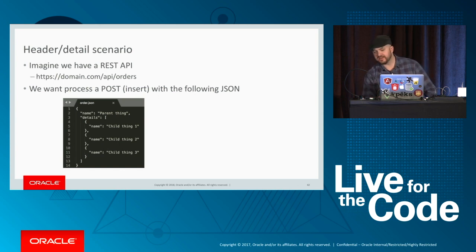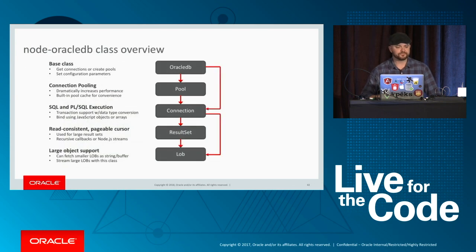And what we need to then do is define some logic. This is the data they're passing us. Very simple. The top level is a parent thing, just a name property. The details is an array of child things with just a name property. And the goal for us is to get this data into the database, right? We're going to explore a couple different options to do it.